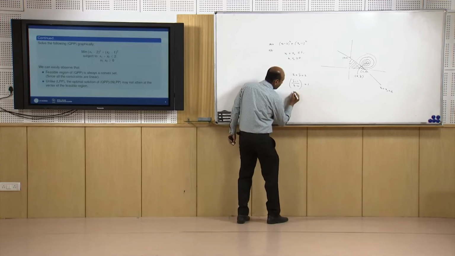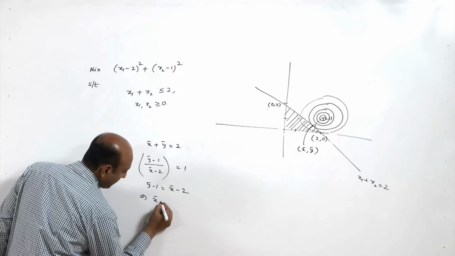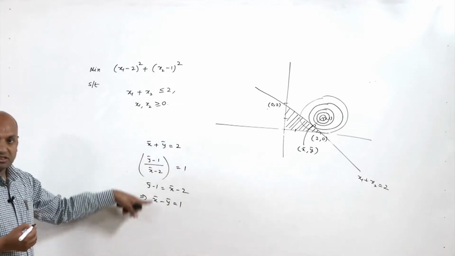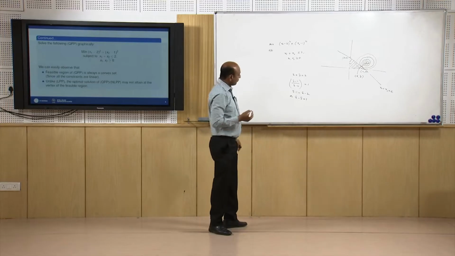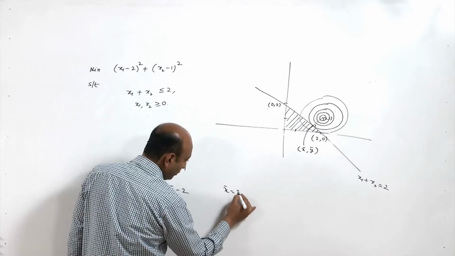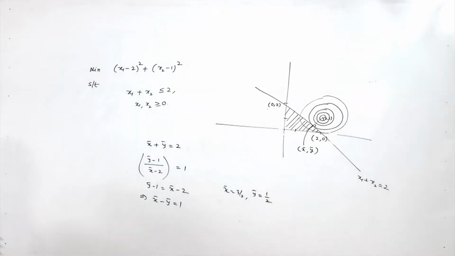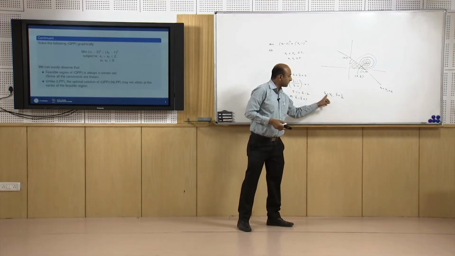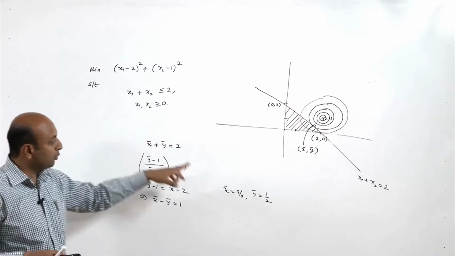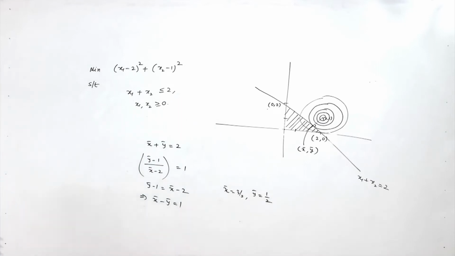So, from here what we obtain, y bar minus 1 will be nothing but x bar minus 2, and this implies x bar minus y bar is nothing but 1. Now, from these two equations we can easily get x bar and y bar. So, what are the values of x bar and y bar? When you add them, you will get x bar as 3 by 2 and y bar as 1 by 2. So, this is the optimal point, x bar 3 by 2, y bar 1 by 2. That means x1 equals 3 by 2 and x2 equals 1 by 2 will be the optimal solution of this quadratic programming problem.